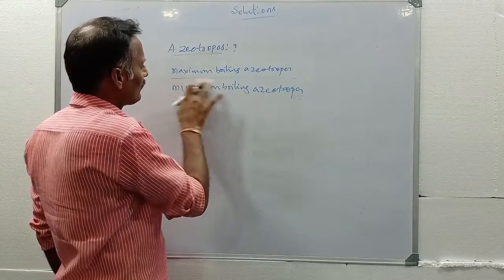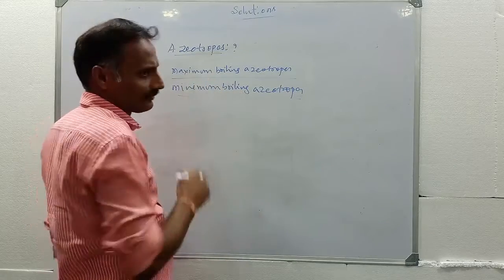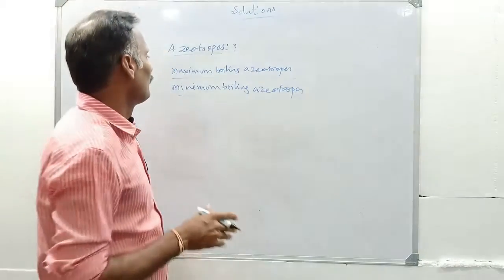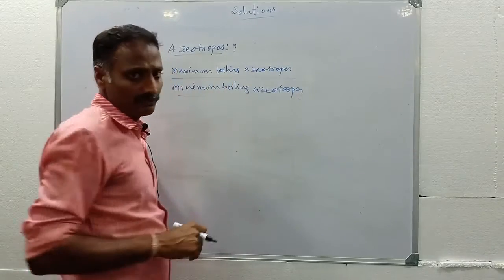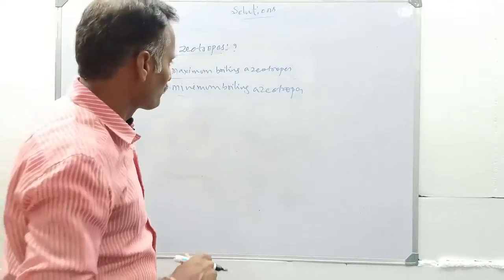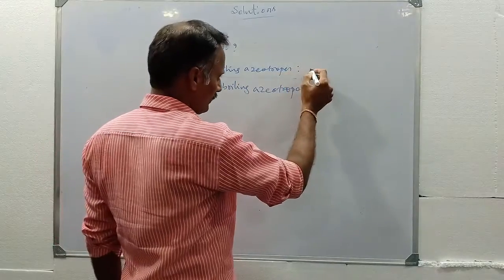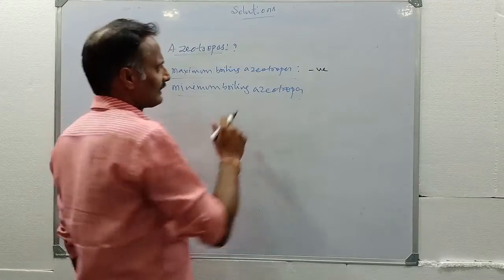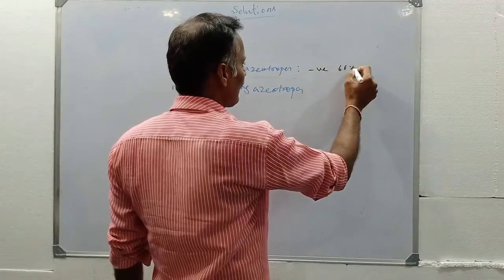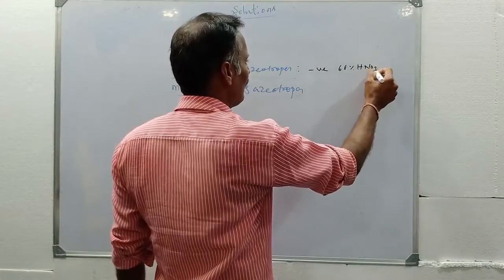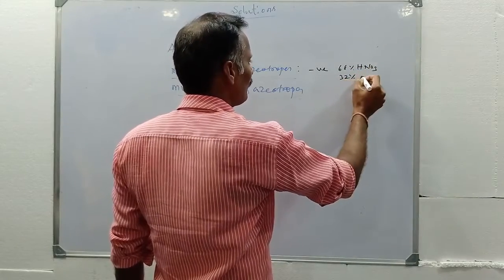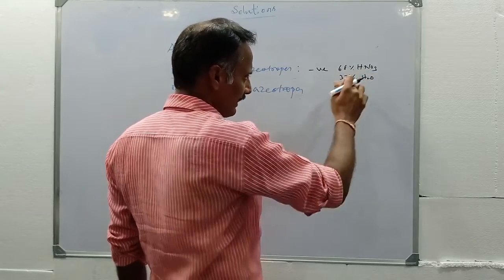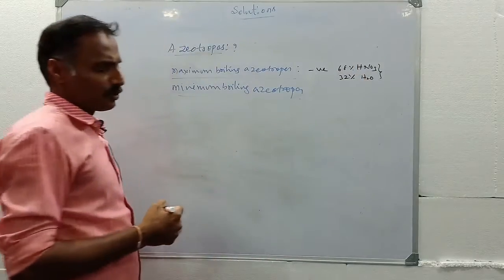Solutions which show negative deviations from Raoult's law exhibit maximum boiling azeotropes. They are maximum boiling azeotropes. For example, 68% nitric acid and 32% water by mass is called a maximum boiling azeotrope.